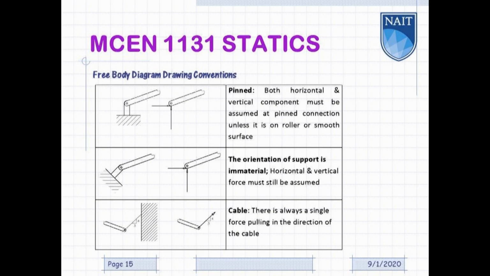Pinned connection. Both horizontal and vertical components must be assumed at the pinned connection unless it is on a roller or a smooth surface. The orientation of support is immaterial. Horizontal and vertical forces must still be assumed. Cable. There's always a single force pulling in the direction of the cable.